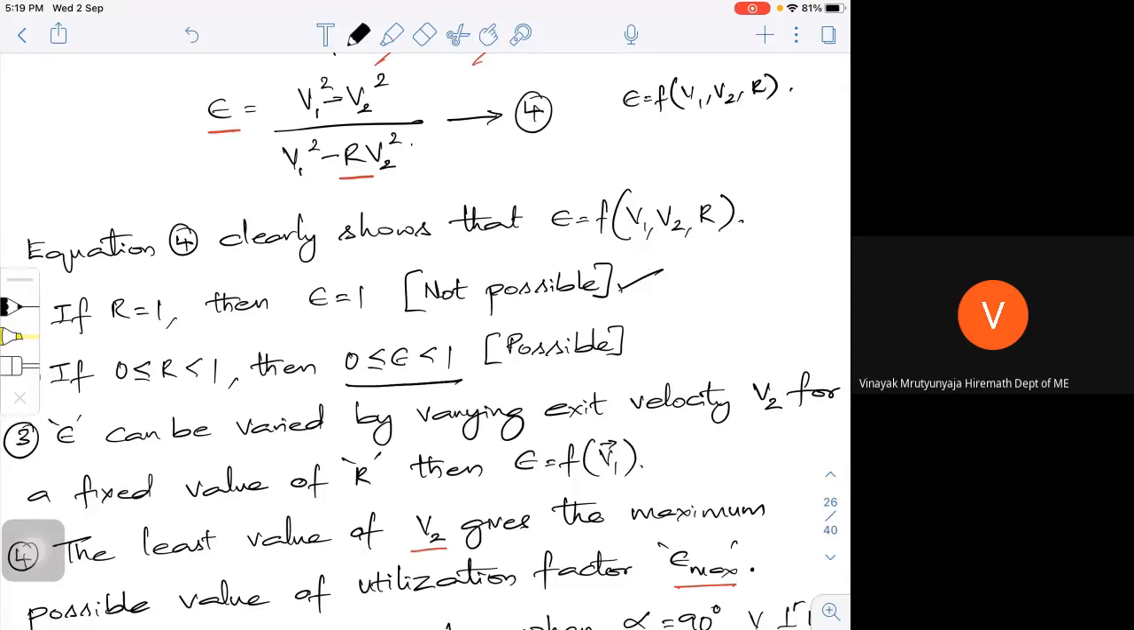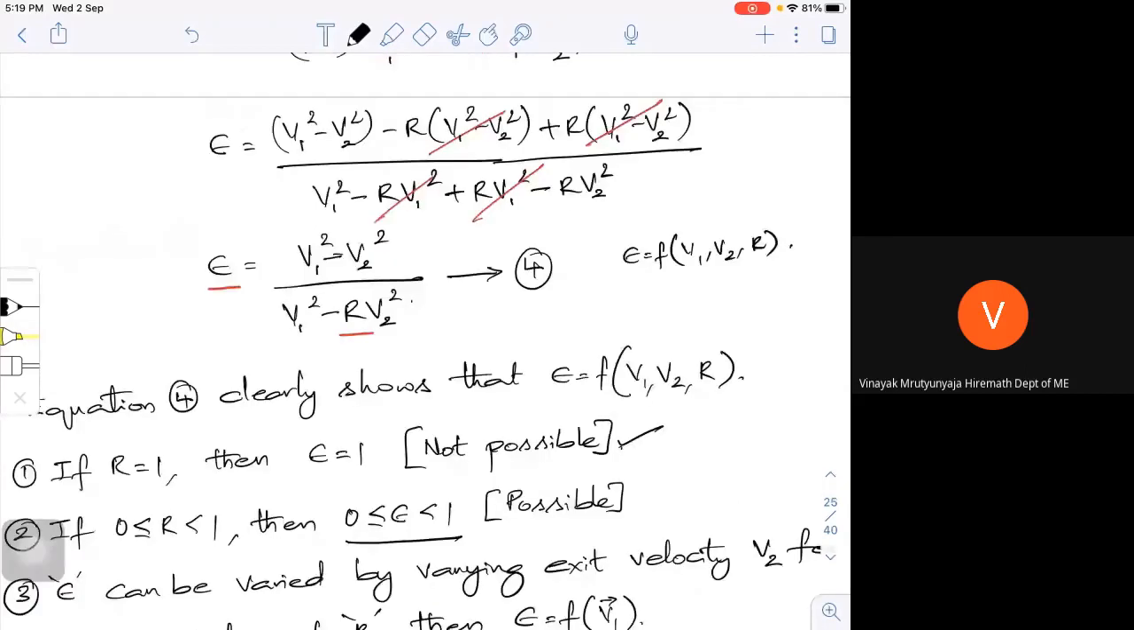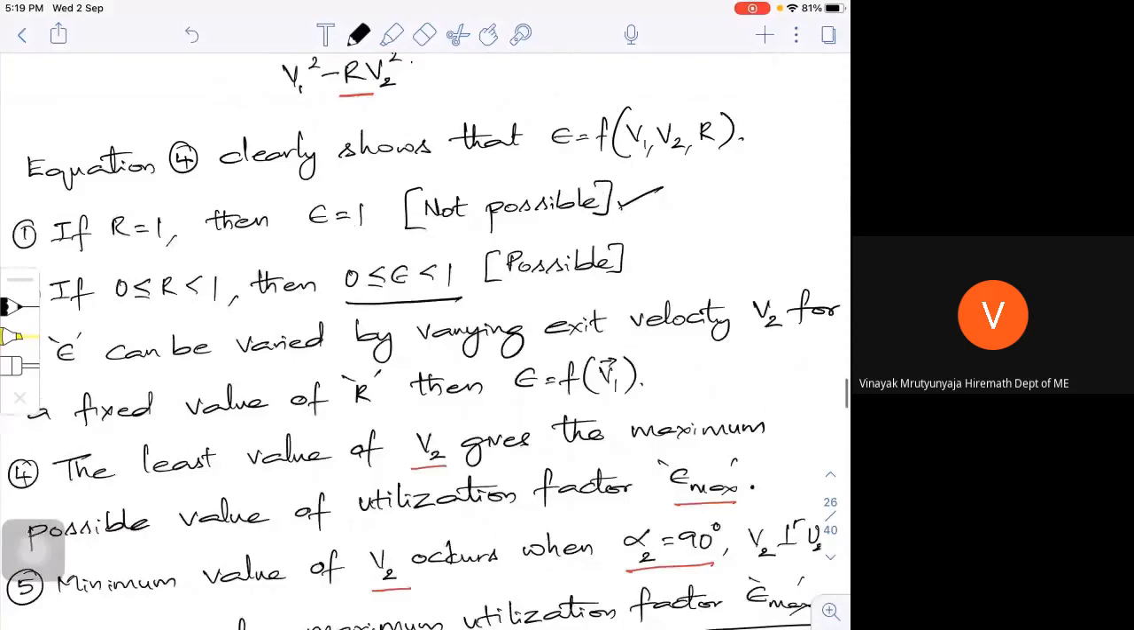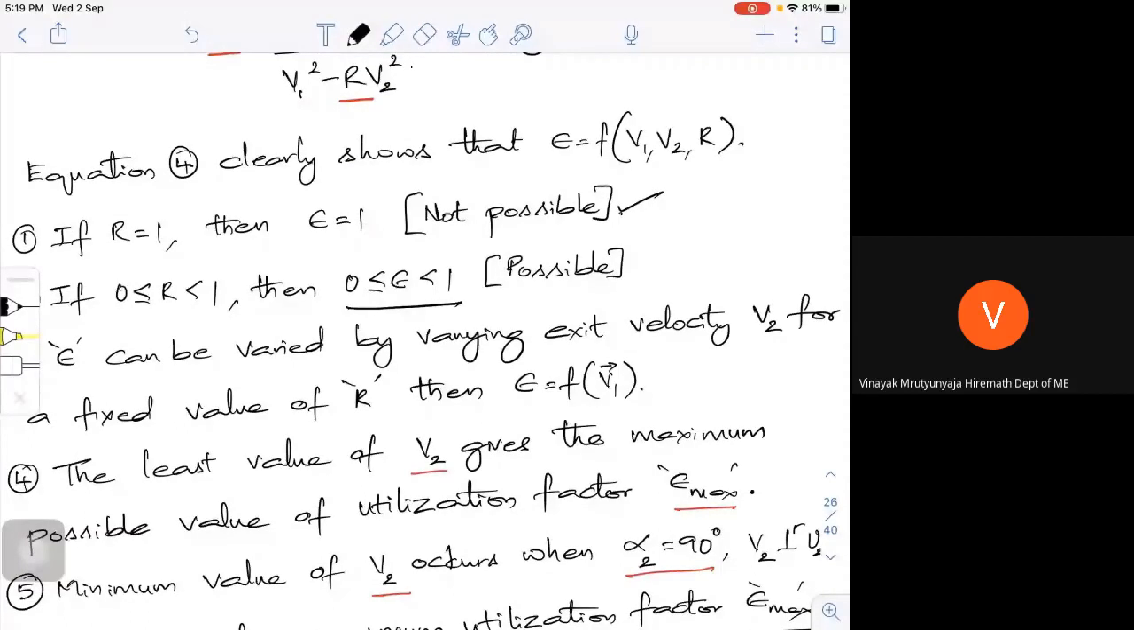If you're able to understand the significance of this expression, that is getting the optimal value of your epsilon for a minimal value of your V2, for a degree of reaction 0.5 or 0.6 or 0.7, fix my R value, then try to get the minimum value of V2 for a given optimal value of epsilon. If I am able to get it, that's how you call it optimizing your utilization factor. Optimizing means maximizing. So that's how the derivation goes: condition for maximum utilization factor.